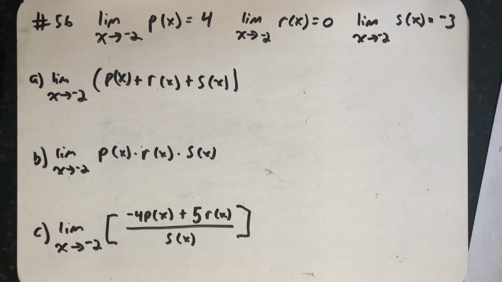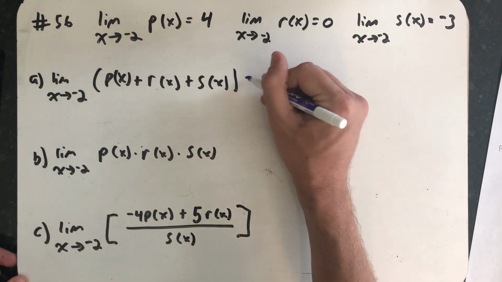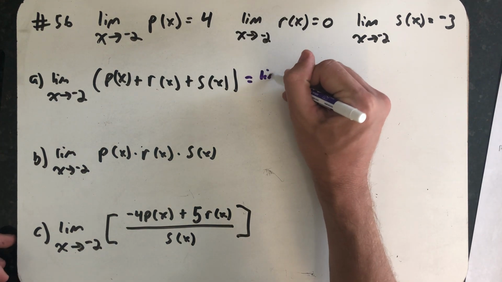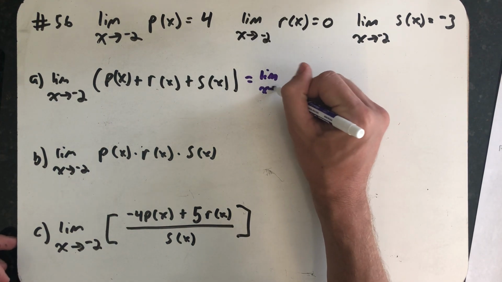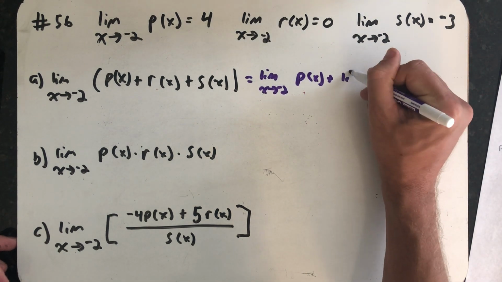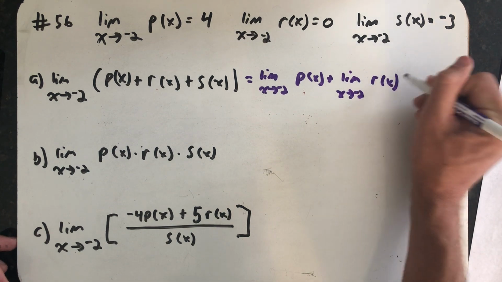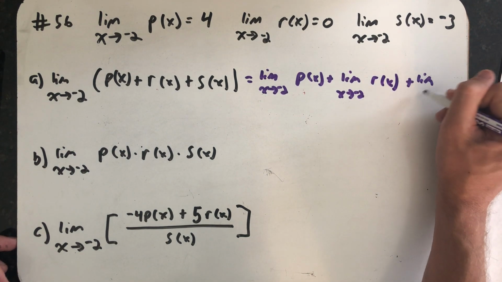So I want to go through part A here and just show you how to rewrite this limit using the sum rule. This statement is the same as taking the limit of each of the three functions and adding those limits together. This is what the sum rule really says.